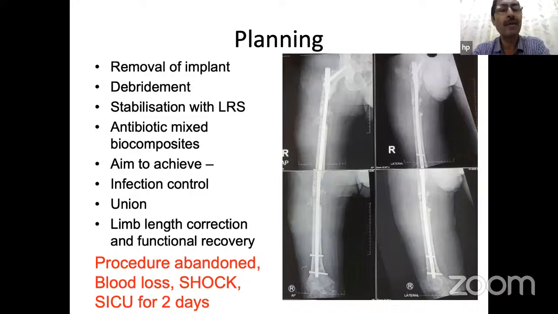So we planned for removal of the implant along with debridement and use of biocomposite along with antibiotics. And our aim of treatment was to achieve infection control, union, and after that limb length correction and functional recovery. But during removal of the plate, the patient went into shock and the surgery was abandoned. The patient was shifted to surgical ICU.